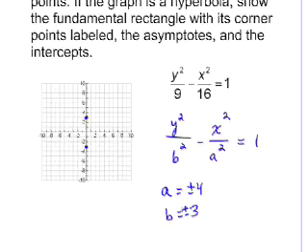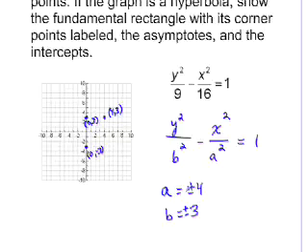Now we'll take these values and come up with all four corner points of our fundamental rectangle. Again, a would be the x-coordinate, b would be the y-coordinate. We're going to have (4, 3), and this point was (0, 3), this point (0, negative 3).